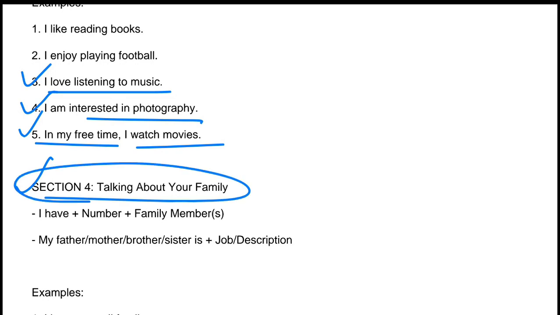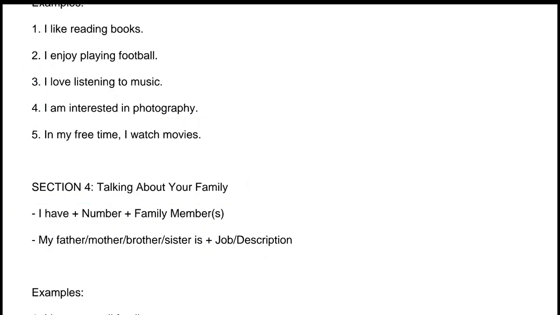Section 4, talking about your family. For example, your family lives in Delhi, your family lives in Jammu, your family lives in Srinagar. So you can add all these things. Like I have number plus family members. You can say I have four family members, I have five family members. And you will add the business of your father as well. Simply you can say, from the job point of view, my father is an army man, my father is a doctor, a teacher, whatever you want to add.